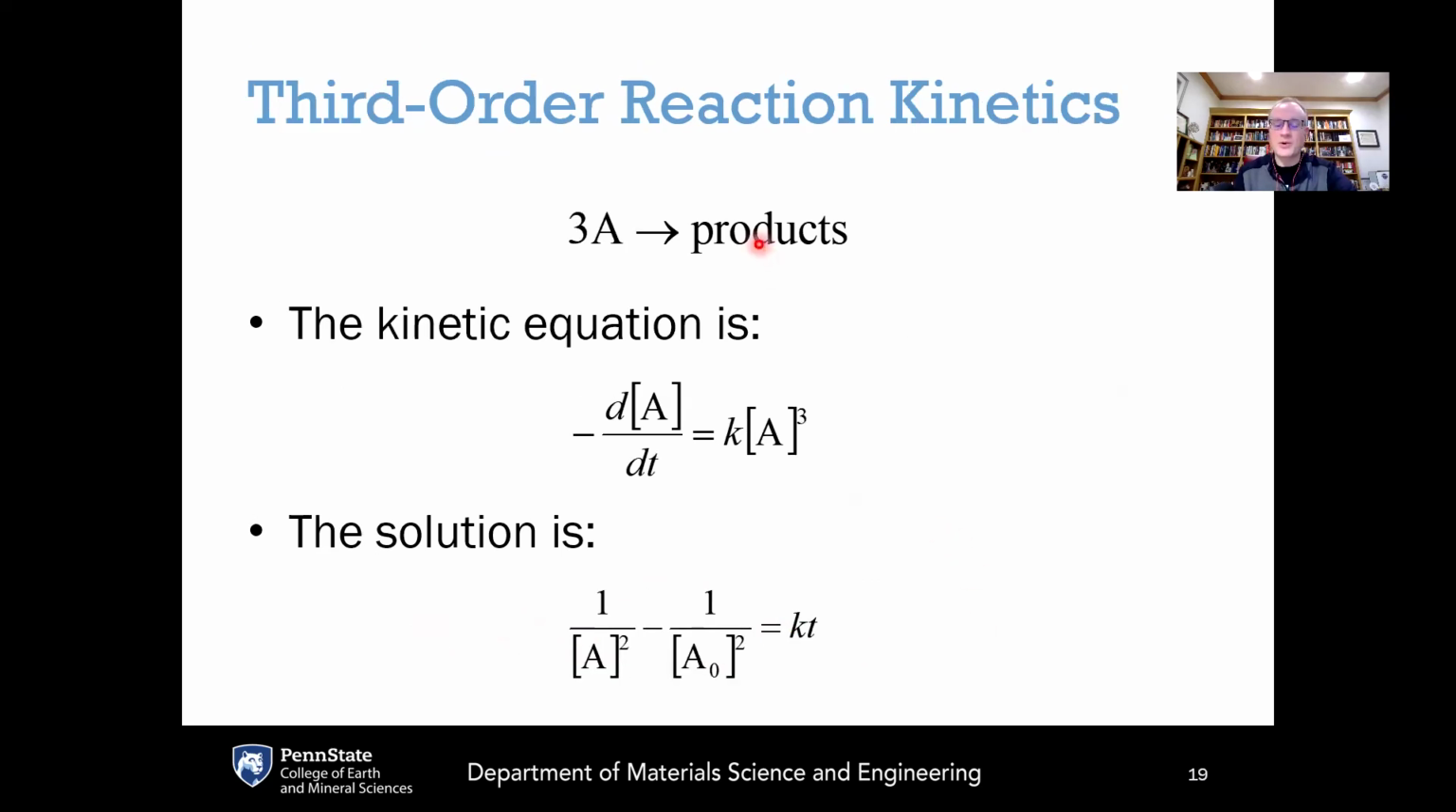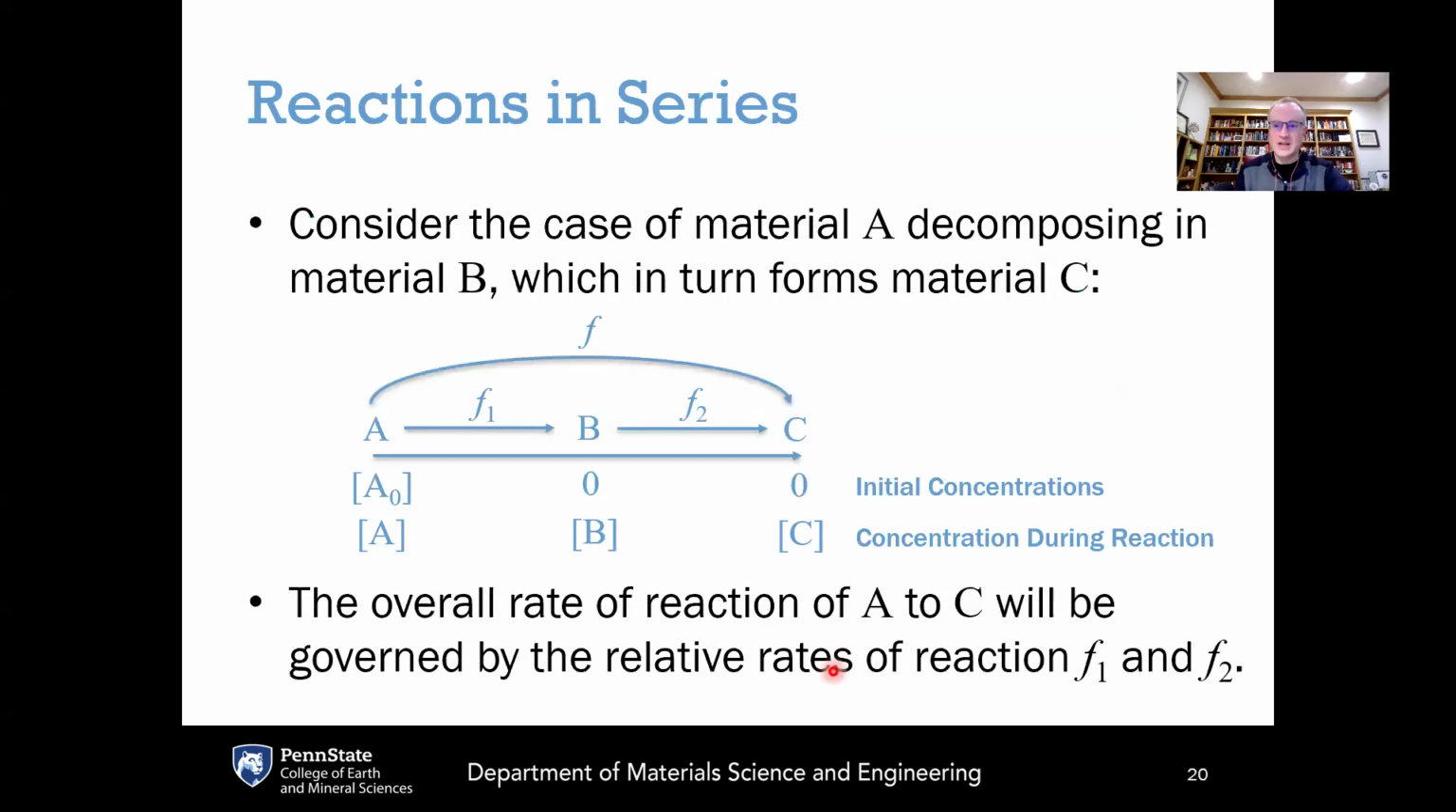So if you've got a third order reaction kinetics here with a cubed power in the kinetic equation, the solution in this case is 1 over the square of the concentration of A minus 1 over the square of the initial concentration of A is equal to kt. And so on. Next topic is to consider what if we have reactions in series.